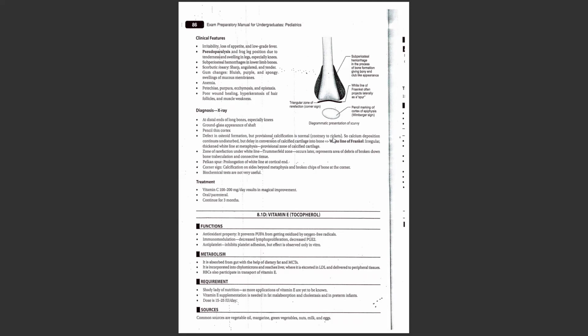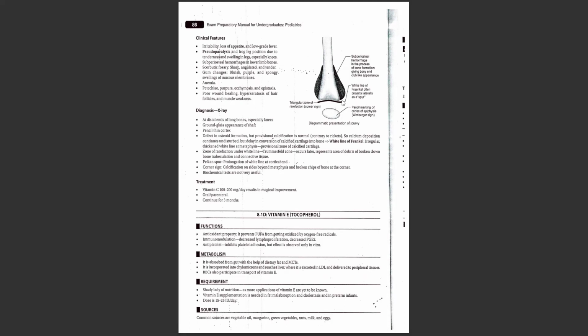Contrary to rickets, where the provisional calcification zone is lost, in scurvy the provisional calcification zone is normal. So calcium deposition continues undisturbed, but there is a delay in the conversion of the calcified cartilage into bone, which results in the white line of Frankel, an irregular thickened white line at the metaphysis.